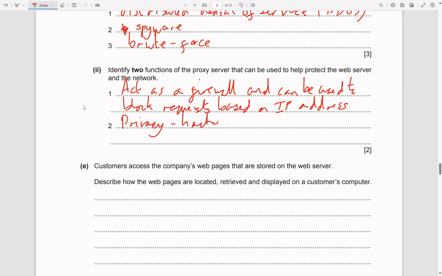Right, so let's say a hacker can only see the IP address of the proxy server, and not the web server.